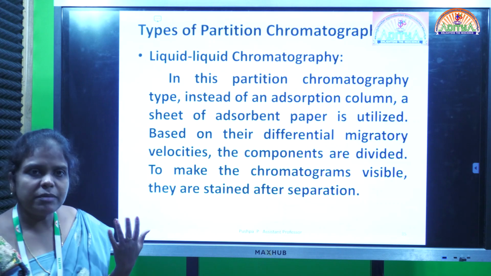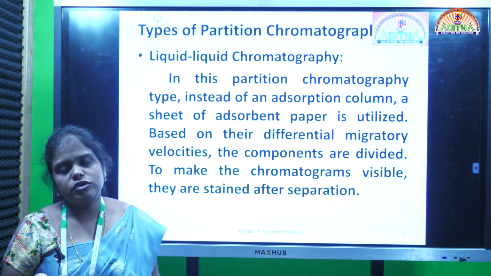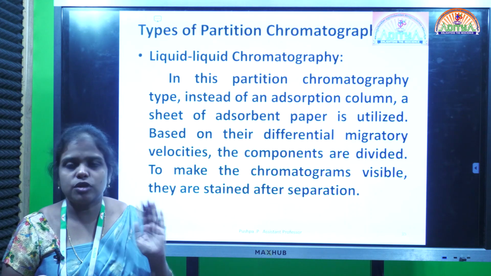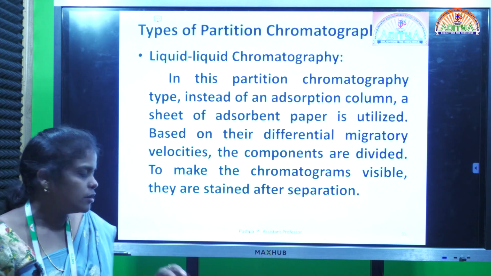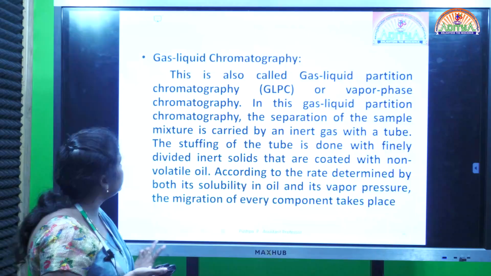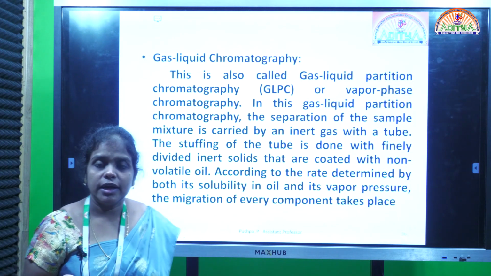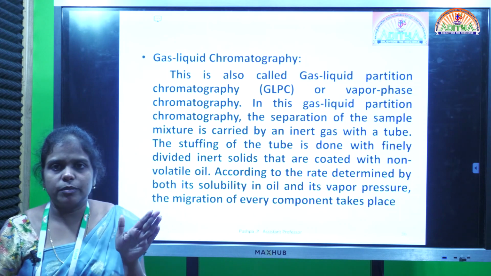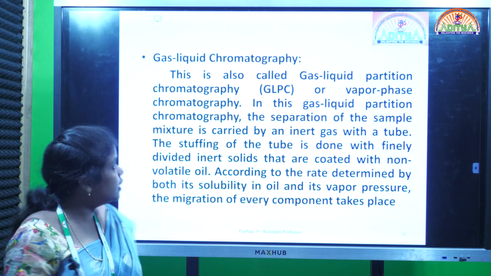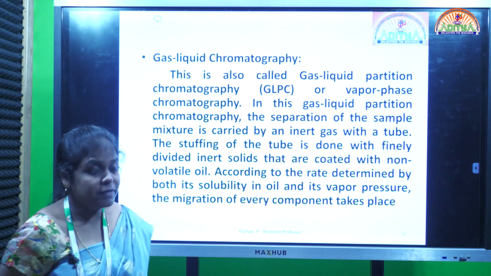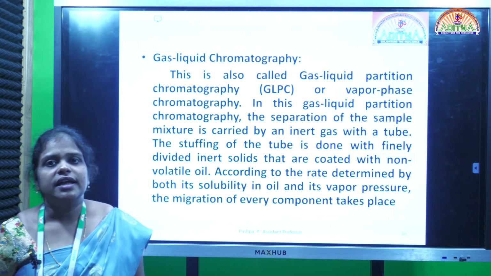Some components may have more solubility in the stationary phase. Some components may have more solubility in the mobile phase. Based on their solubilities, the sample components will get partitioned into the stationary phase or mobile phase. And the next type is gas liquid chromatography. The name itself denotes it. In the previous one, liquid liquid chromatography, both stationary phase and mobile phase are liquids. Here, in gas liquid chromatography, the mobile phase will be gas and the stationary phase will be liquid.